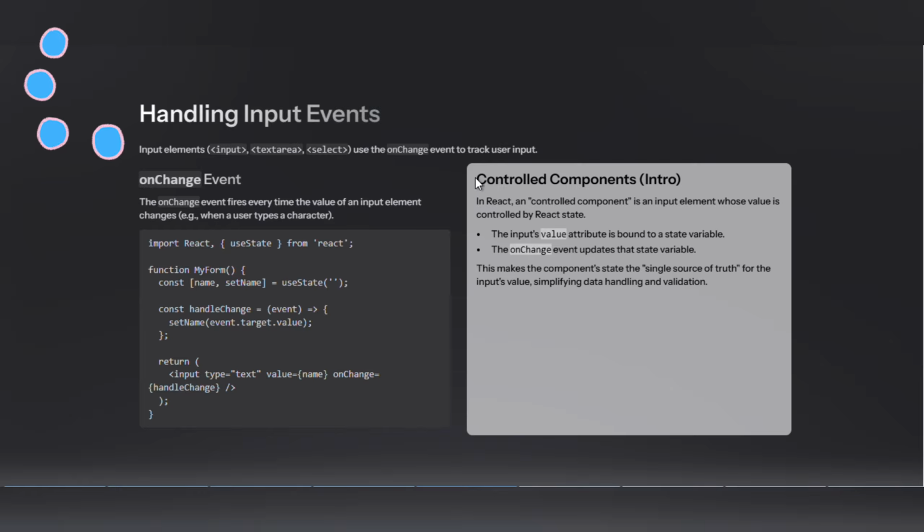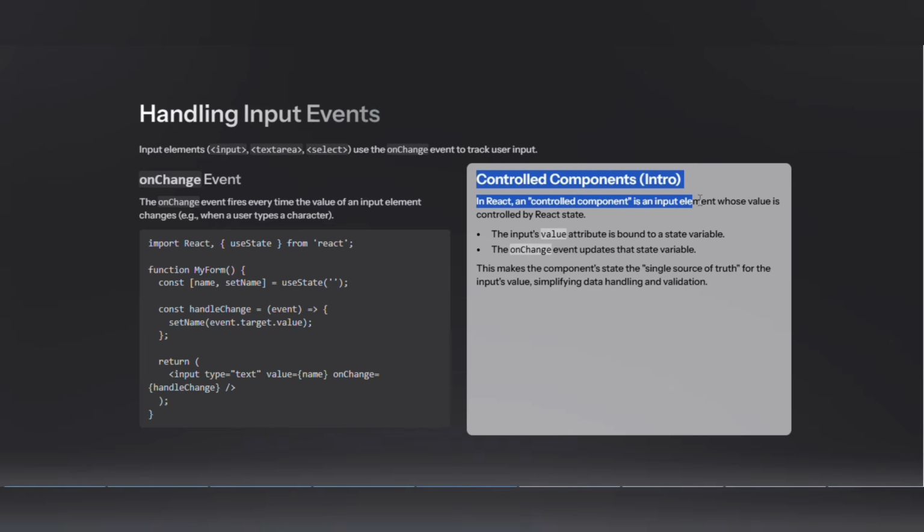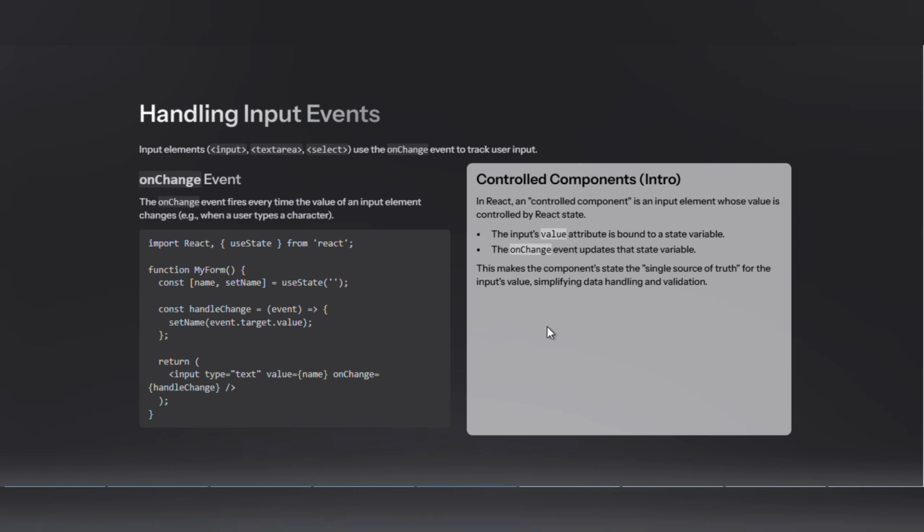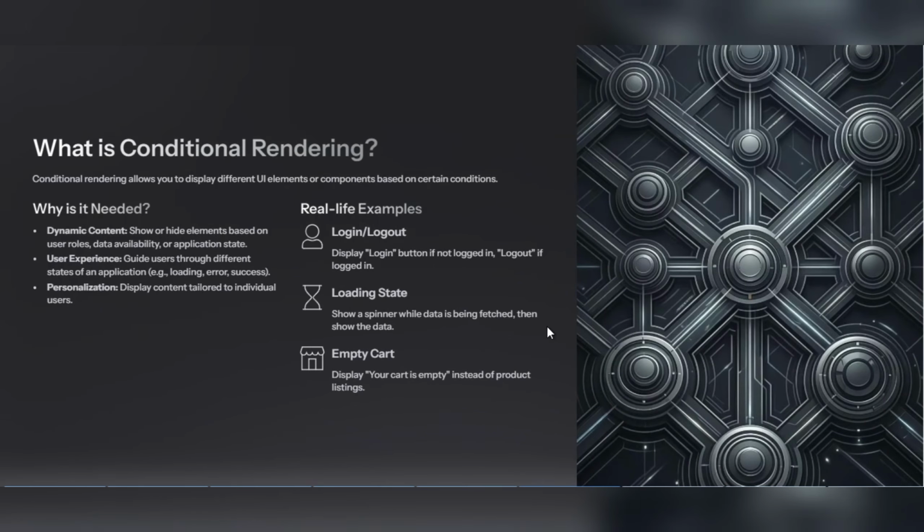This brings us to an important concept called a controlled component. A controlled component is an input element whose value is controlled by React state. That means the input's value comes from the state. The onChange event updates the state. State becomes the single source of truth. This makes form handling, validation, and debugging much easier.